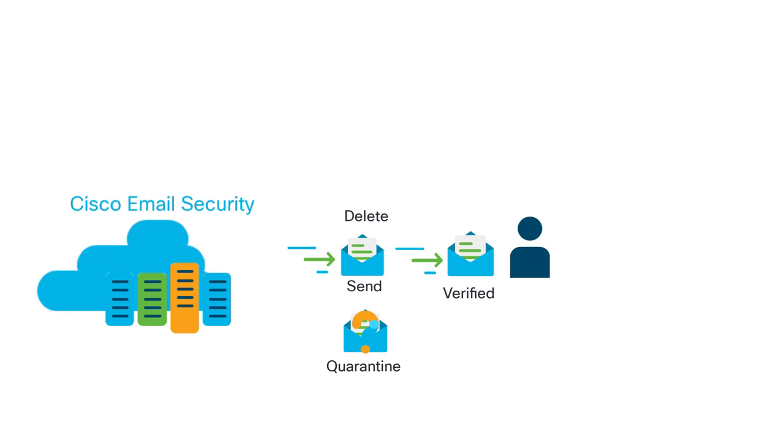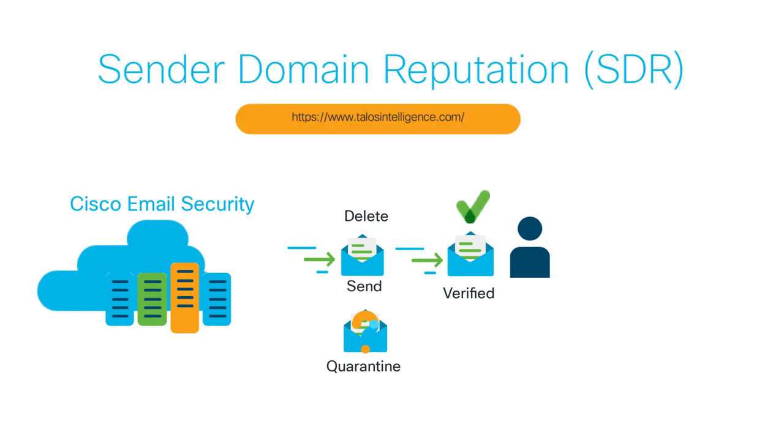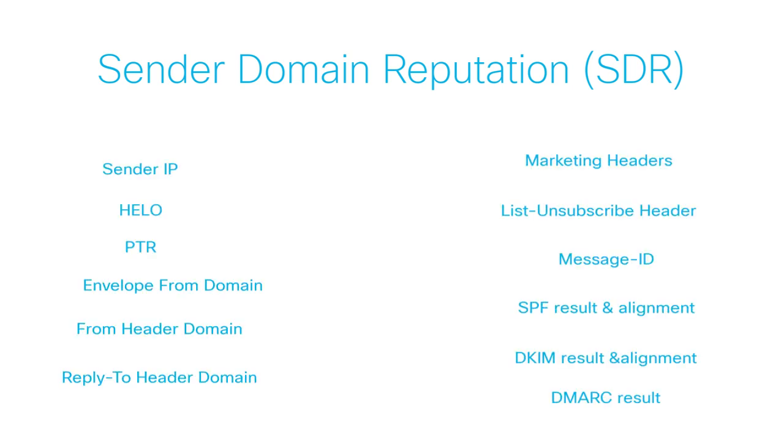In order to address these issues, ESA now integrates with the domain reputation service provided by Talos, Sender Domain Reputation. When upgrading to 12.0, SDR is enabled by default. For each incoming message, a sender domain reputation query is performed, and the reputation of the message is retrieved via an HTTPS POST request to the SDR service. The following information is used to help determine verdicts.